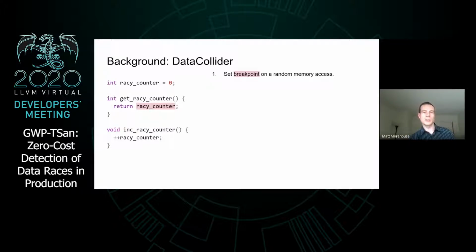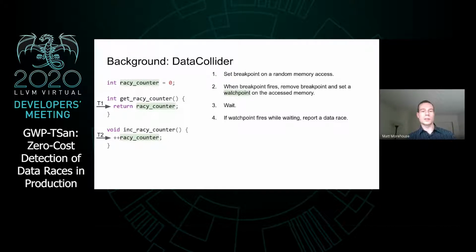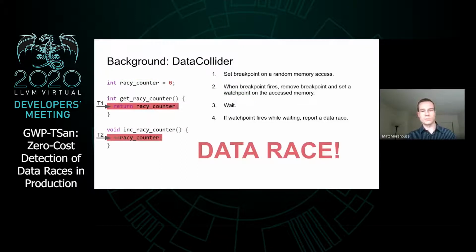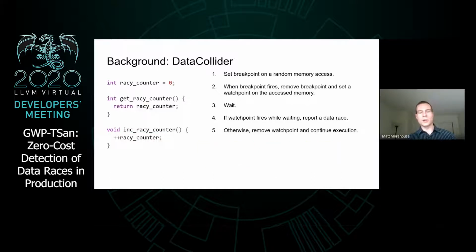Data Collider works by setting a breakpoint on a random memory access. Then when that breakpoint fires, it removes the breakpoint and sets a watch point on the memory that was accessed. In this case, a watch point is set on the race counter. It then waits, and if while that thread is waiting, another thread triggers a watch point, it knows that a data race has occurred, and it will report it. If a watch point does not fire while we're waiting, it simply removes the watch point and continues execution as usual.